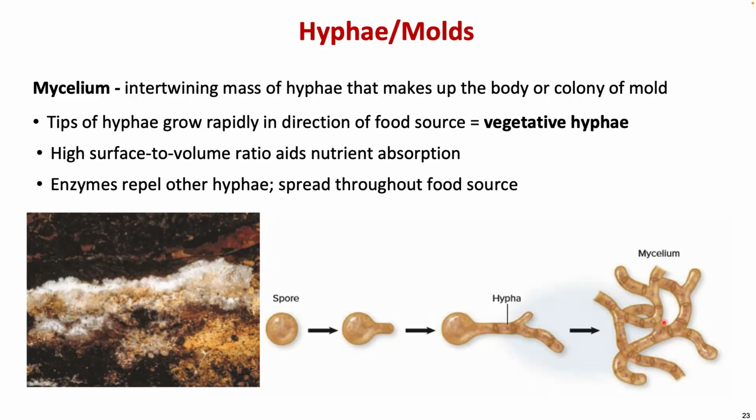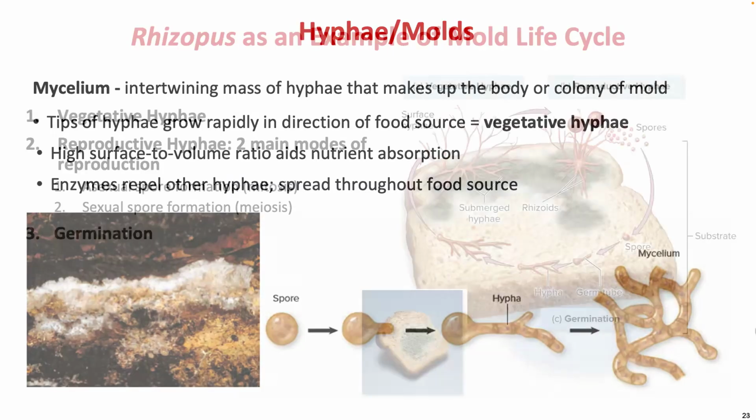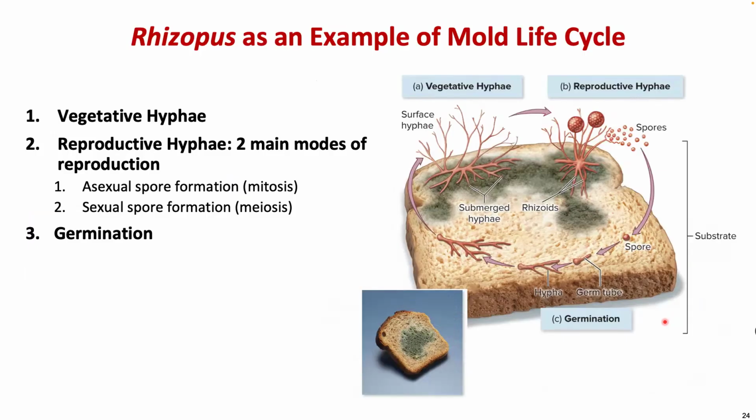The tips of hyphae grow rapidly in the direction of the food source, basically vegetative hyphae, and they have a high surface to volume ratio which aids nutritional absorption. They produce enzymes that repel other hyphae and help spread their food source. An example of this is Rhizopus.